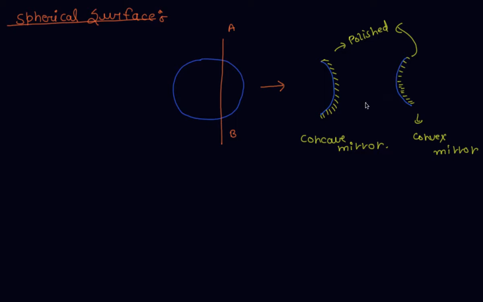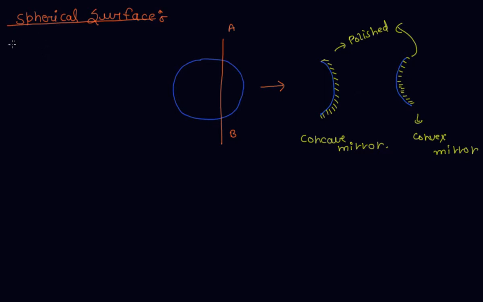So the first question that comes to mind is, why do I polish this surface? As I discussed in the previous video, at any interface which divides two media, if I incident a light ray, then reflection, refraction and absorption all take place. But now I study only reflection.